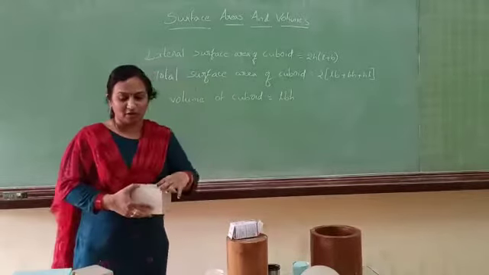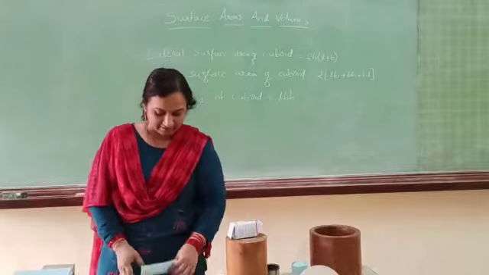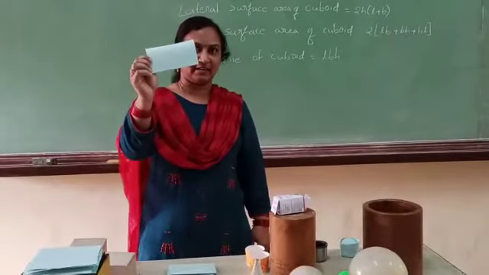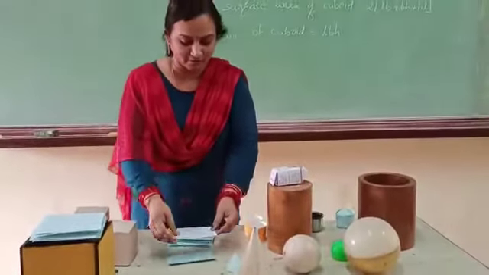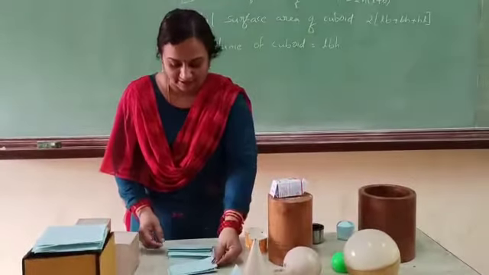Now, what about the volume? For the volume, I am taking a rectangle. What is the area of this rectangle? It is L into B. If you take one more rectangle, 2 into L into B. 3 rectangles, 3 into L into B.